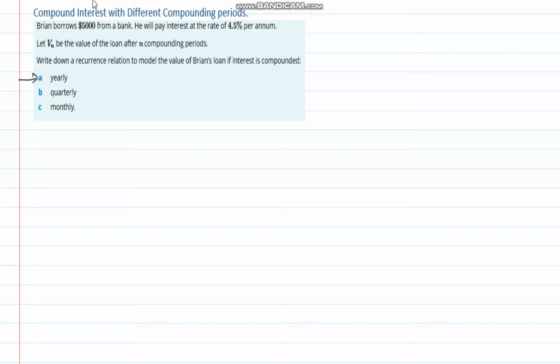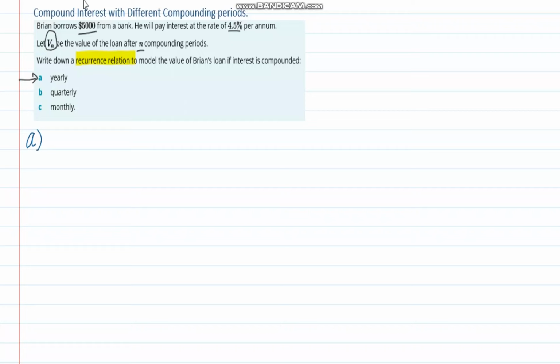Brian borrows $5,000 from the bank. He's given an interest rate of 4.5% per annum, and we're going to let Vn be the value of the loan after n compounding periods. Write down a recurrence relation to model this if the interest is compounded at these three separate periods. Okay, so first off, a familiar one, part A.